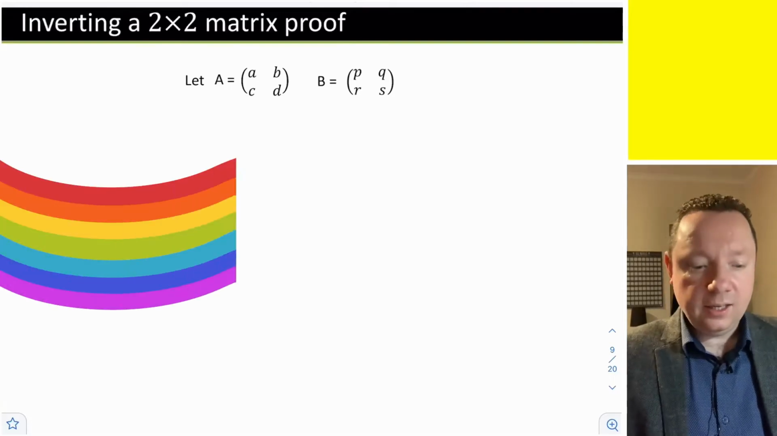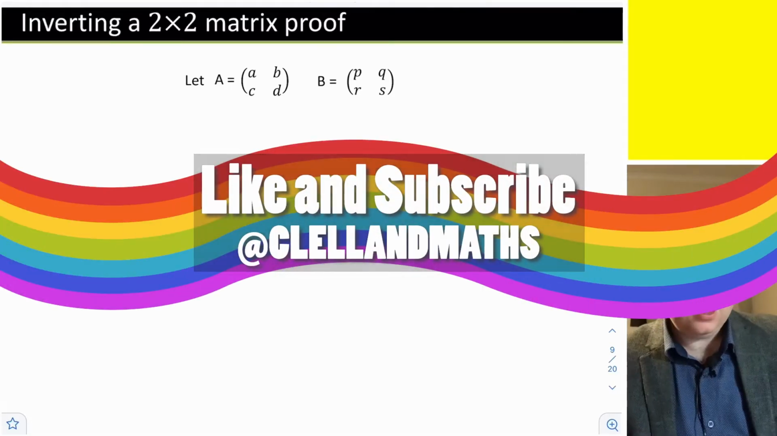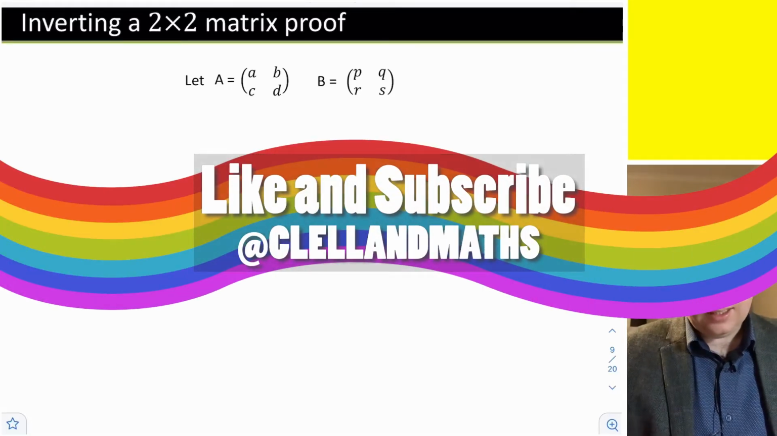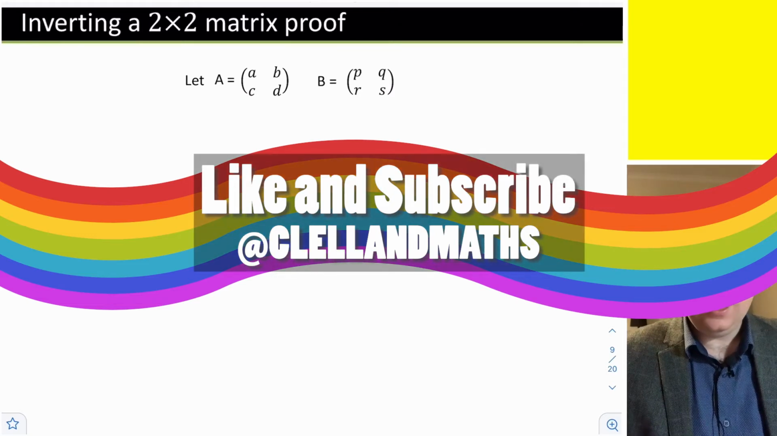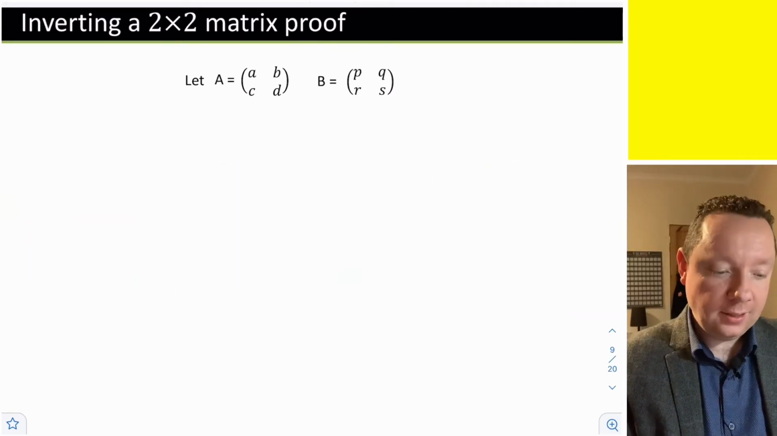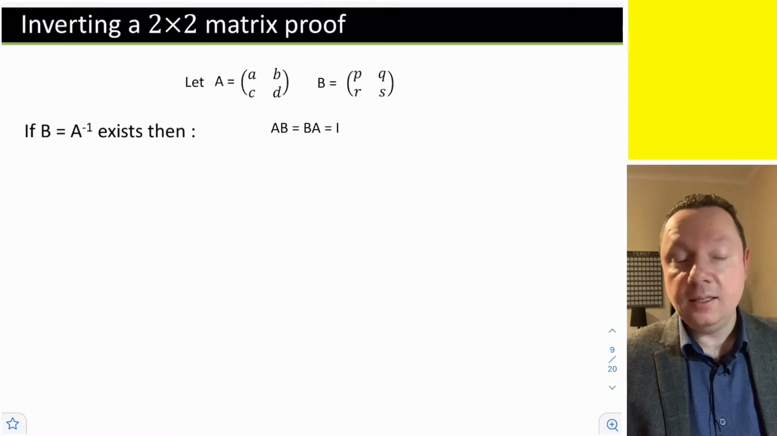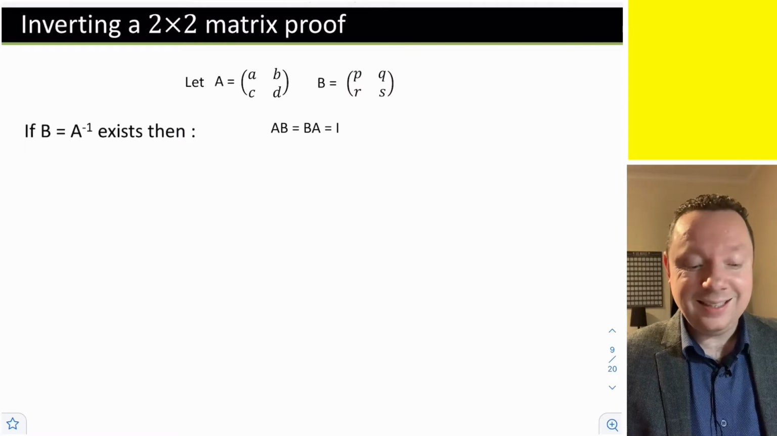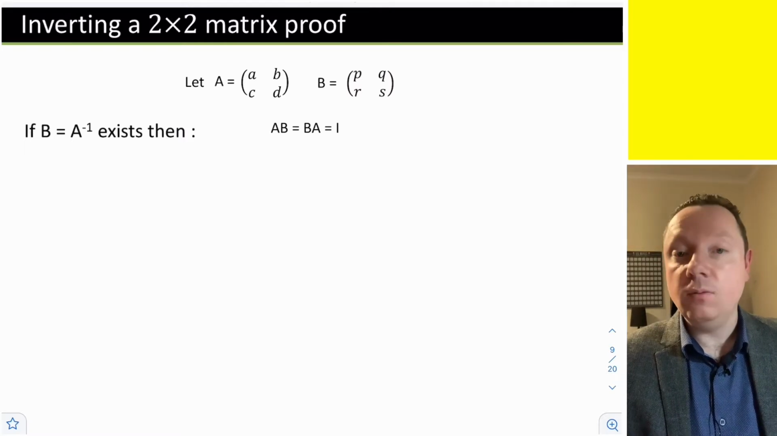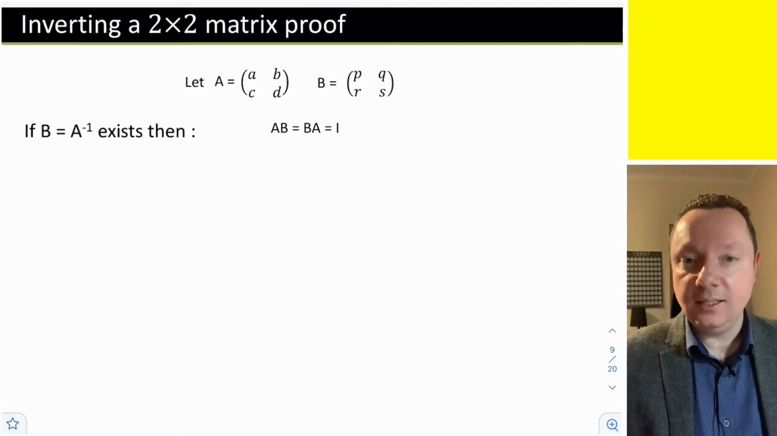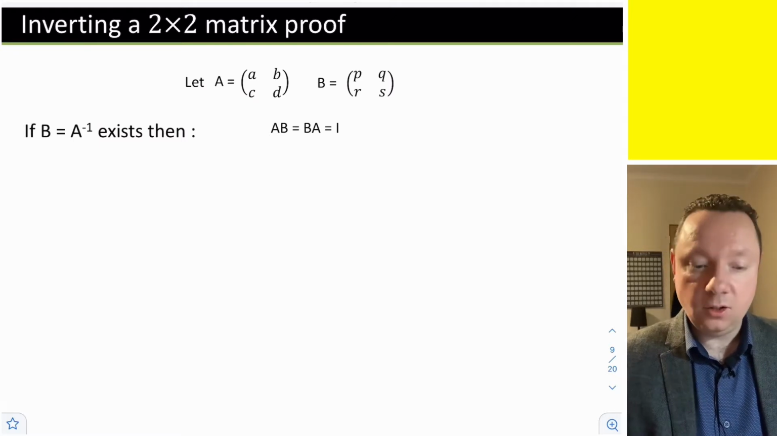Let's look at inverting a 2 by 2 matrix. Let's say that we've got matrix A as a, b, c, d and matrix B is p, q, r, s. If we say that B is the inverse of A, if it exists, then AB must equal BA, which equals the identity matrix. Let's write that in matrix form.